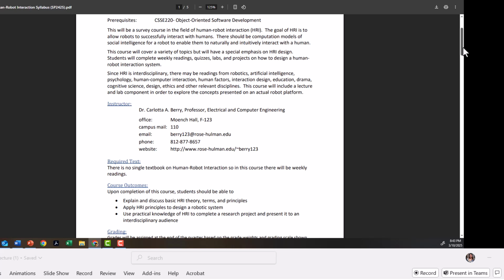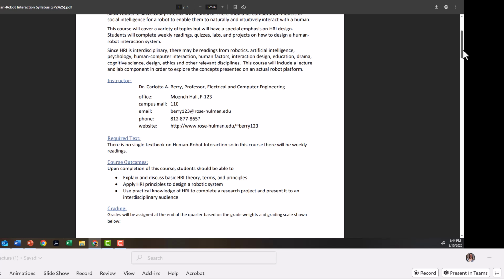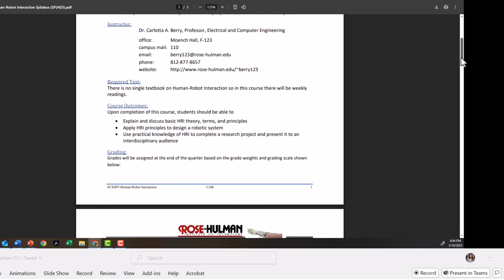Upon completion of this course, students should be able to explain and discuss basic HRI theory, terms, and principles, apply HRI principles to design a robotic system, and use practical knowledge of HRI to complete a research project and present it to an interdisciplinary audience during the final week of the quarter.